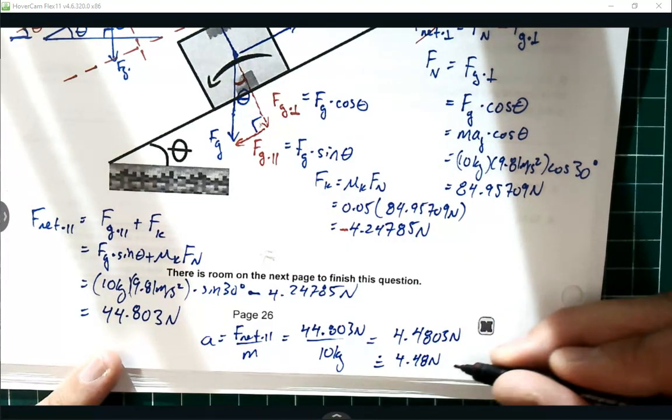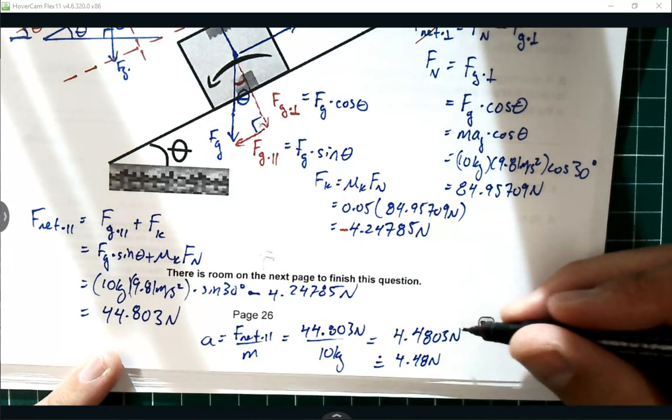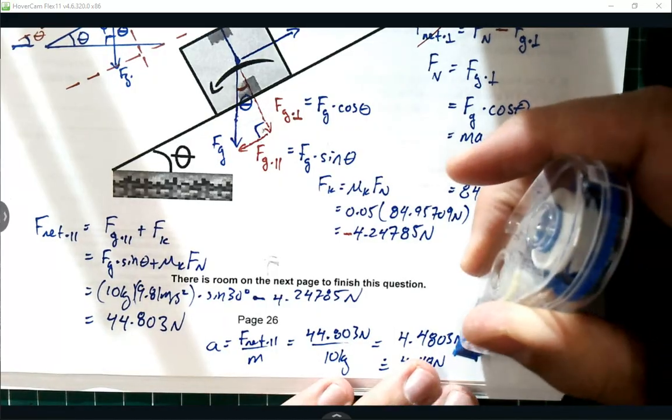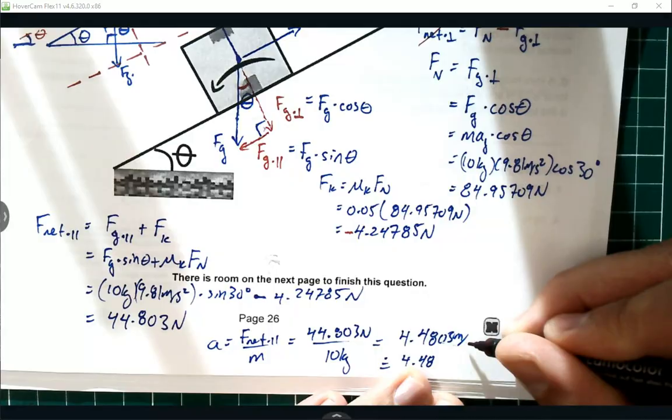And the right way to say this, it's meters per second squared. You got me. Thanks, Will and Will. Meters per second squared.